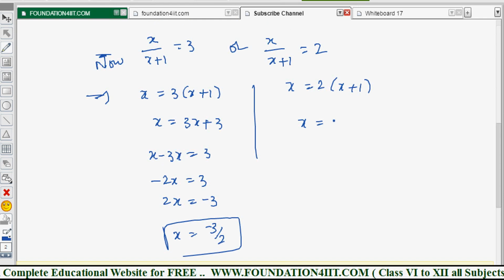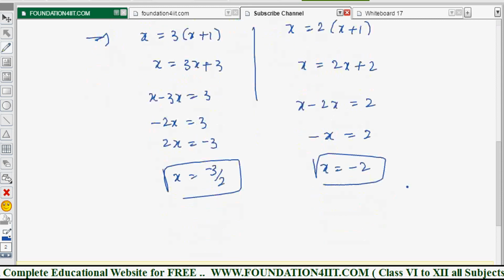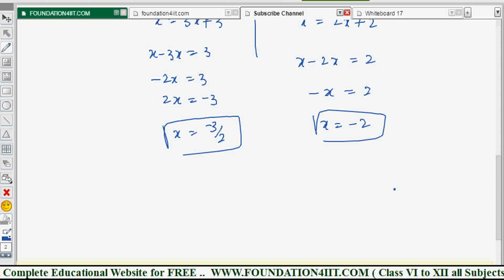Similarly here, x is equal to 2x plus 2. x minus 2x is plus 2, so minus x is equal to 2. That means x is equal to minus 2. You can shift the sign, or otherwise multiply the negative sign on both sides, then x is equal to minus 2. Right? So therefore, the solutions that we can write are minus 3 by 2, comma minus 2.